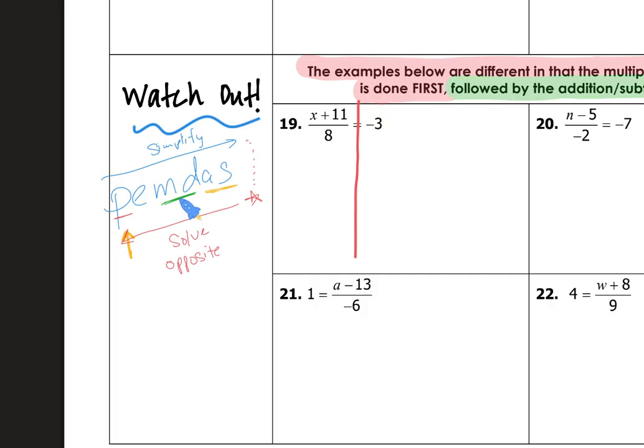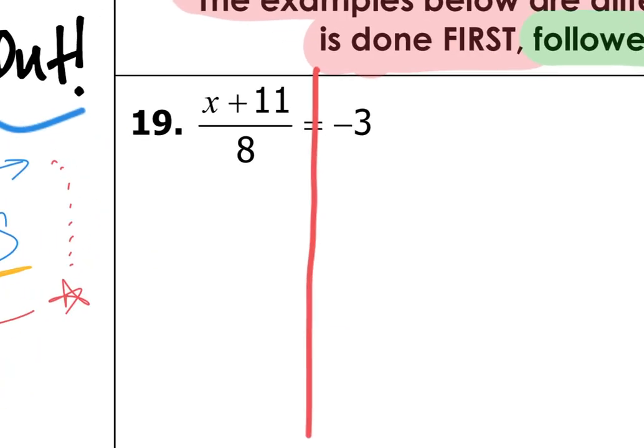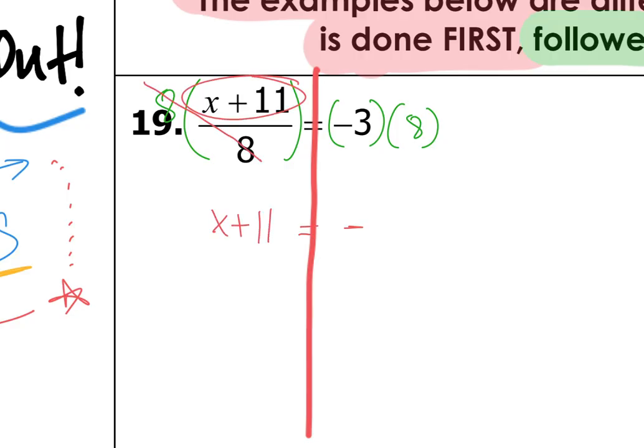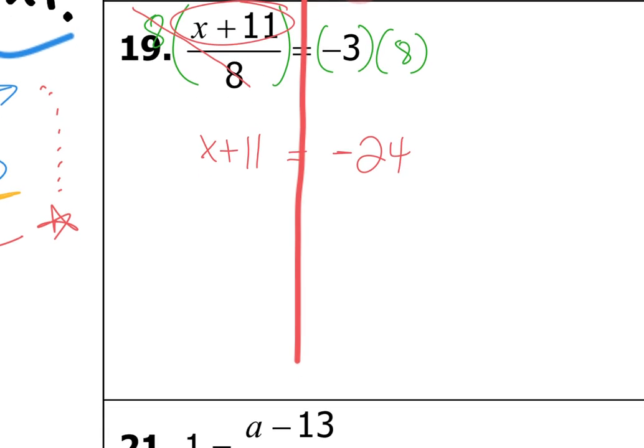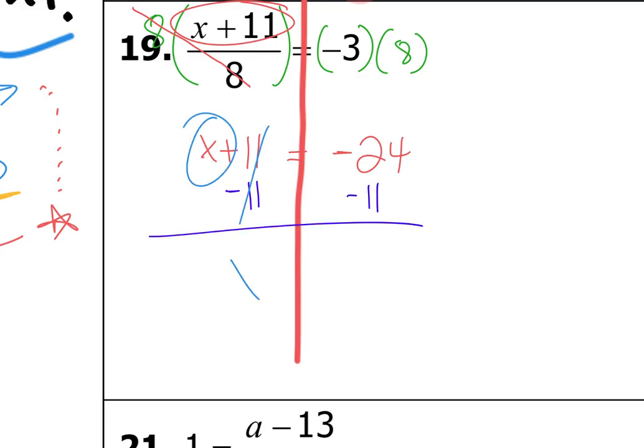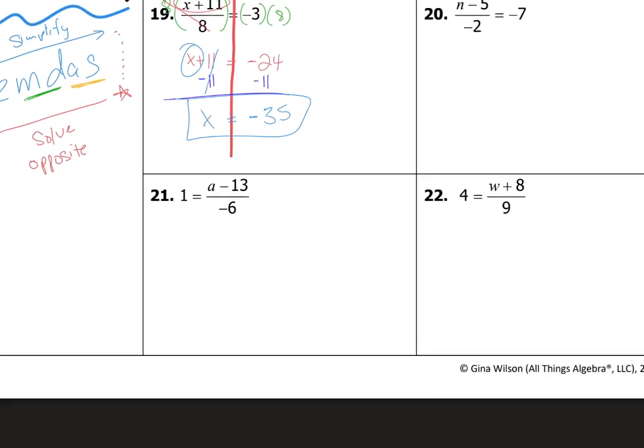In one of the groups, it's dividing by 8. So what's the opposite of dividing by 8? It's multiplying by 8. So that's what we're going to do. And the 8's now cancel, leaving us with x plus 11 equals negative 24. And now, if this is all I've got, I subtract 11 on both sides, and the 11's cancel, leaving me with x equals negative 35. I'm done. That's it? Yes, that's it.